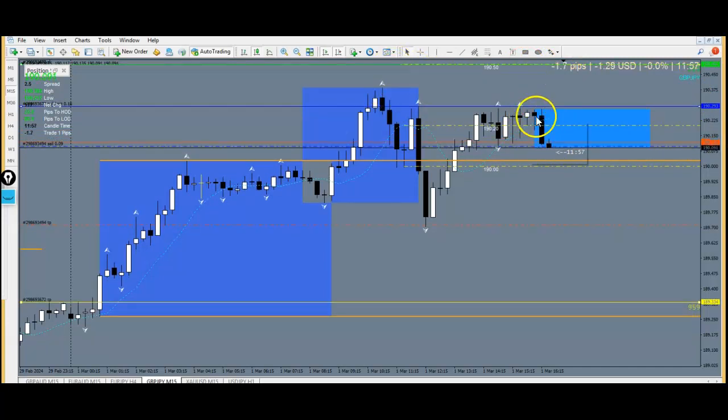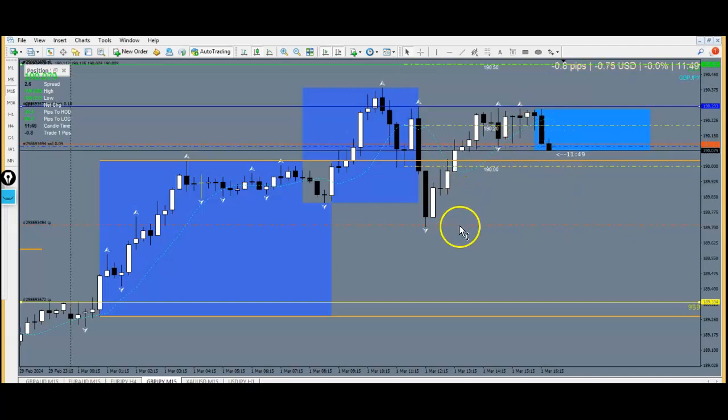So let's see if it will push down. If it's going to rush, if I see momentum, then I could add to that trade to see it come down to these levels or these lows here. So let's watch and see.